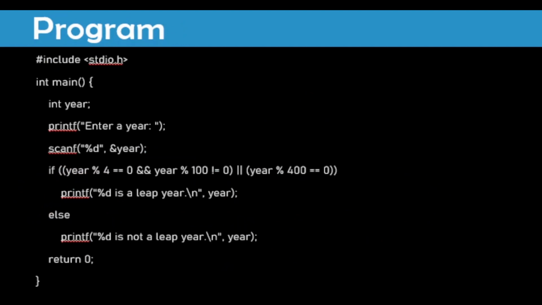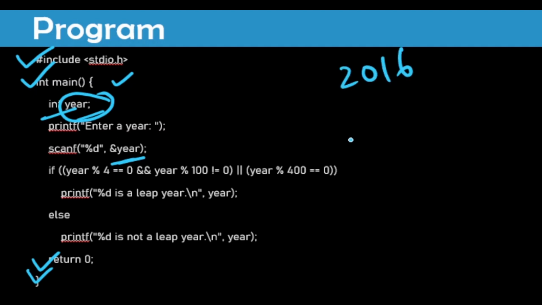Now coming to the program, this one is the same and the last line is the same for all the programs. First 2 lines and last 2 lines. Hash include stdio.h header file and int main. Now see, first we need to store the year, right? So I am telling int year. Now printf asking the user to enter a year. Scanf, I am storing this in year. Now for example, see, I have given 2016.